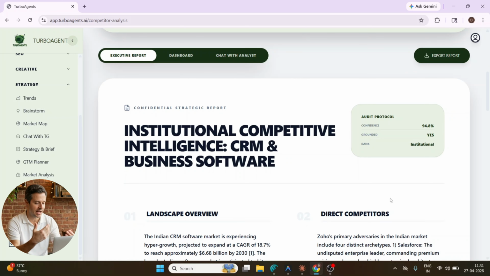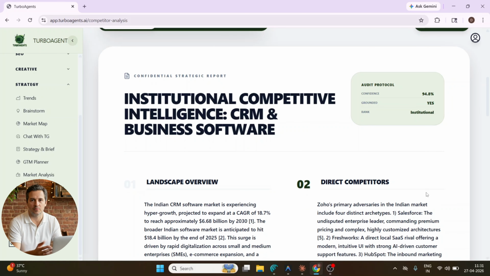The report opens with a header that reads Institutional Competitive Intelligence, CRM and Business Software, stamped with a confidence score of 94.8%, grounded, yes, and a Tier 1 institutional rank. That's not cosmetic. It reflects that the output is search-grounded and structured to the same standard a strategy consultancy would use for a client brief.